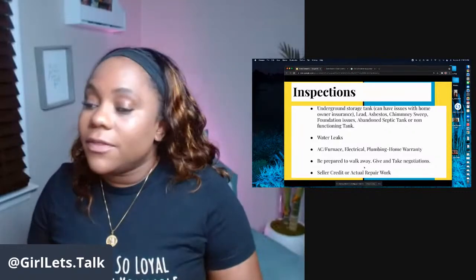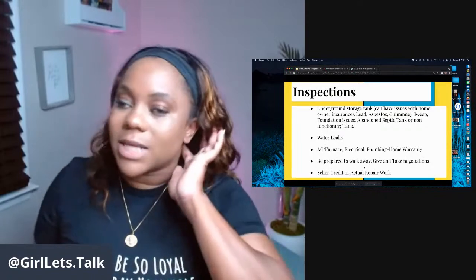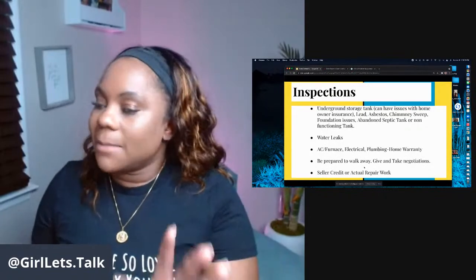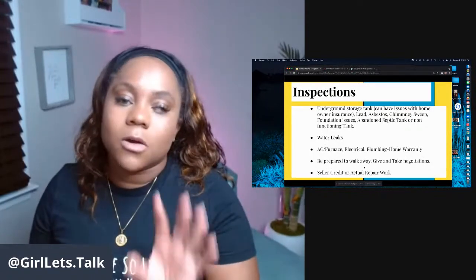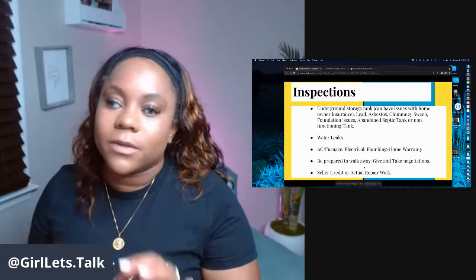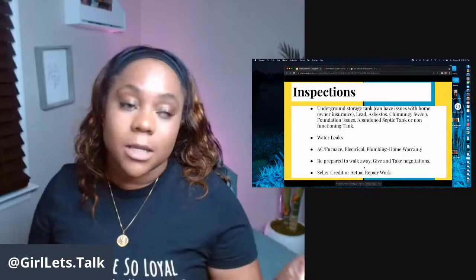Another thing I forgot to mention with FHA loans as a potential con, I think I might have skipped over it. For FHA loans, there are certain things that have to be repaired, and that's why a lot of home sellers don't like it.